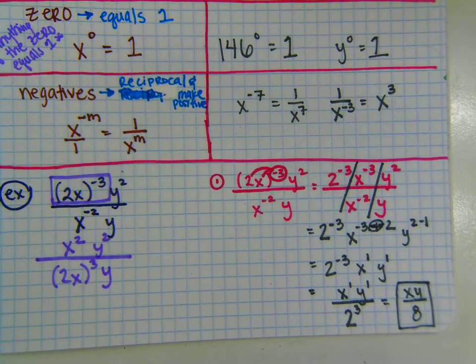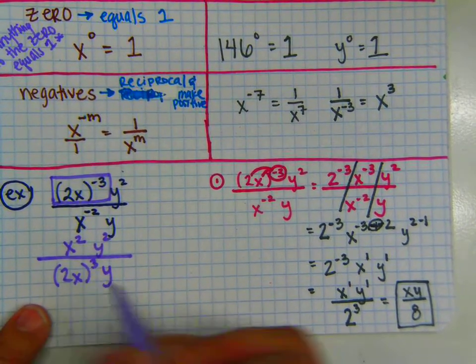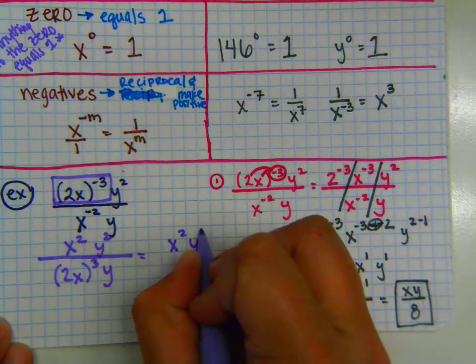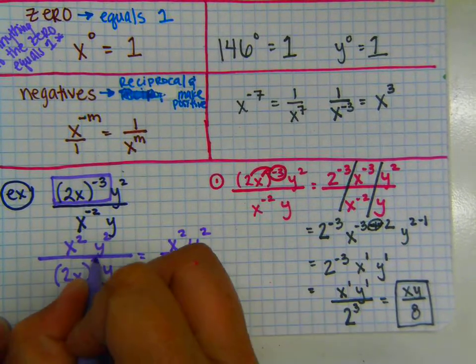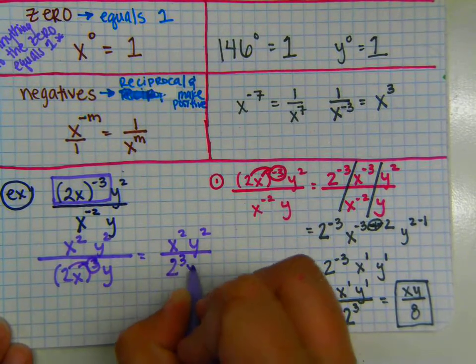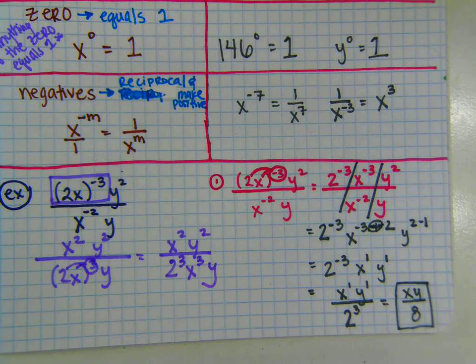From there, you do the same process. You take care of this 3, so that's going to be x squared, y squared, over 2 cubed x cubed y. And then, like I said, I like to separate it into 3 problems. You should get the same answer once you do that. So hopefully that'll help when you're trying to do exponent problems. We will be practicing this more.